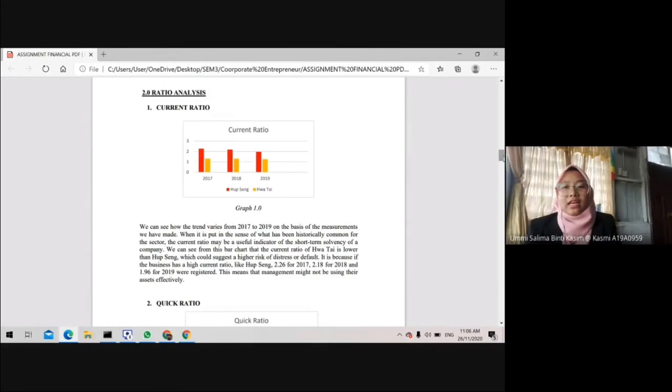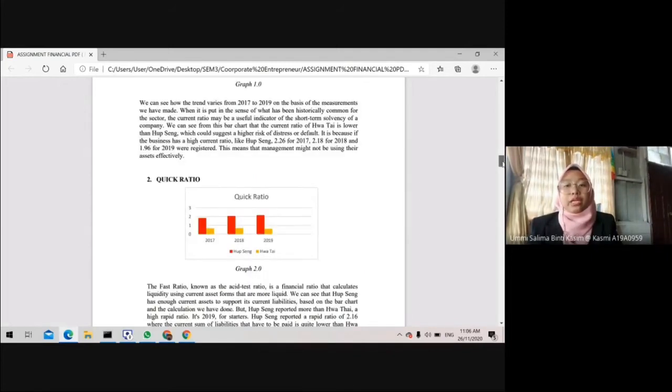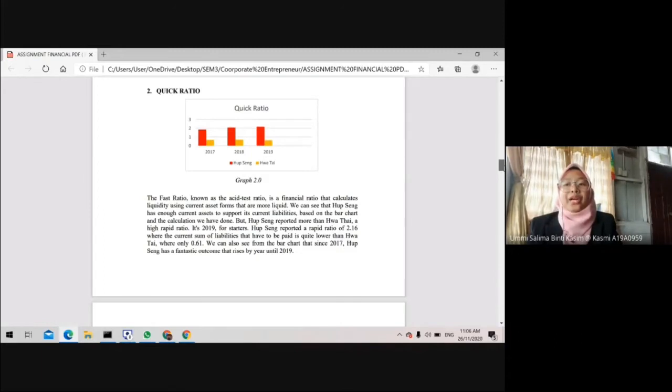Hi, I will replace Helwa on how to describe the ratio. For current ratio, Seng recorded the best result, where since 2017 Seng rose and differed from Huatai until 2019. Looking at the quick ratio, our company Seng also performed better than Huatai. For example, in year 2018, Seng stayed at 2.07 while Huatai was below 1.